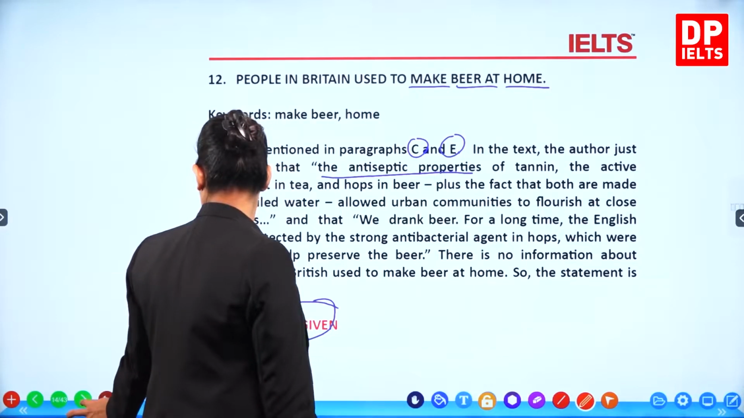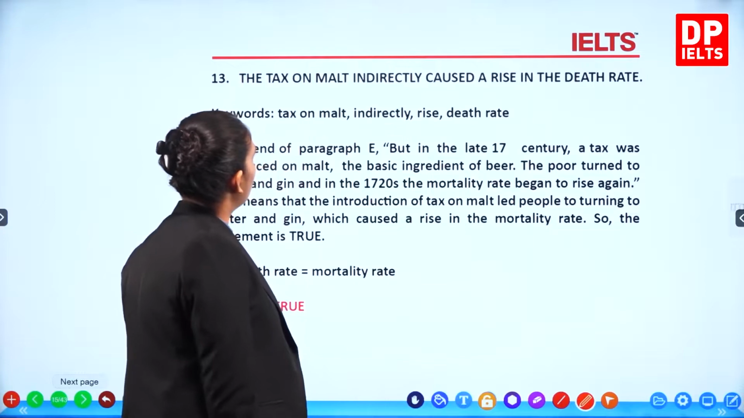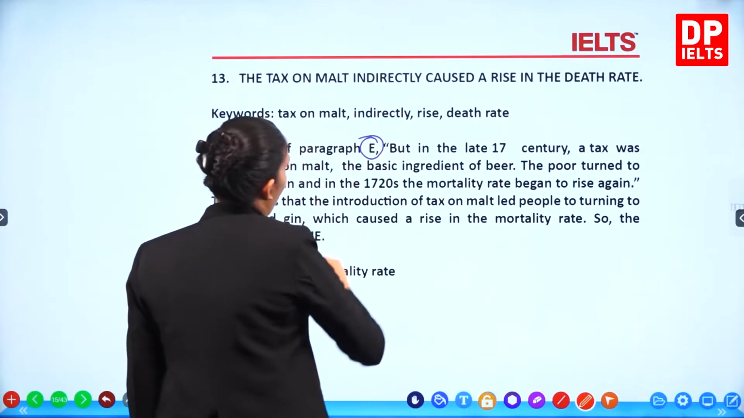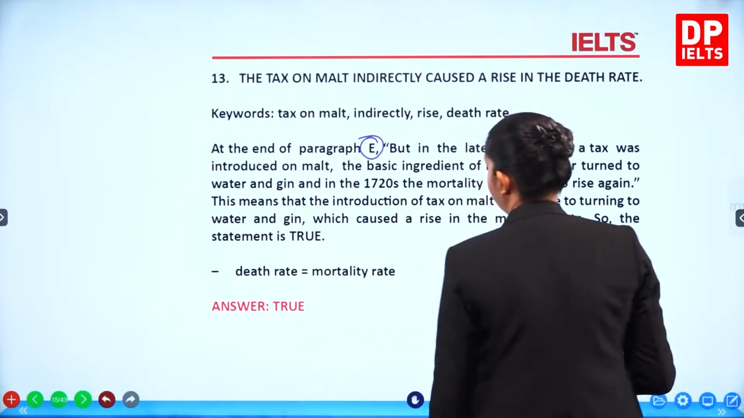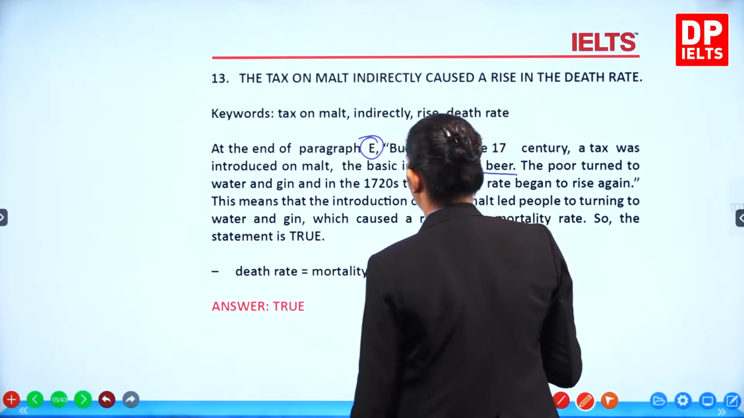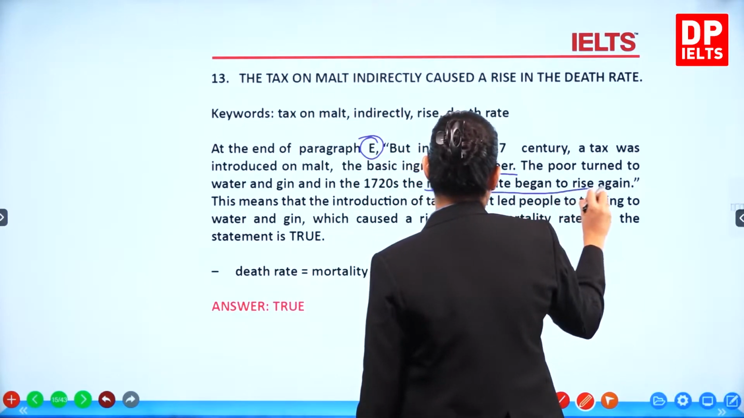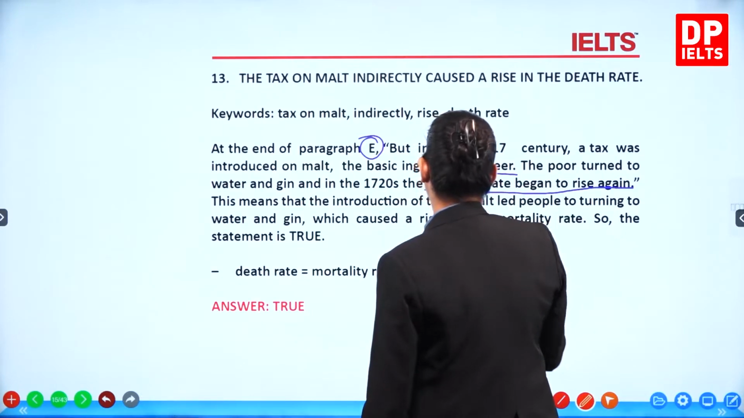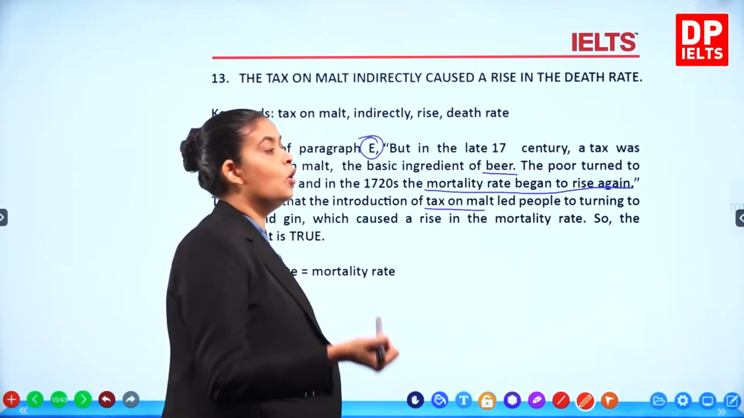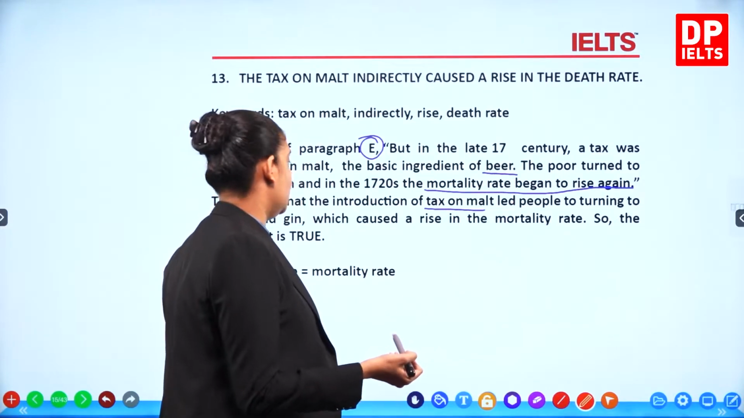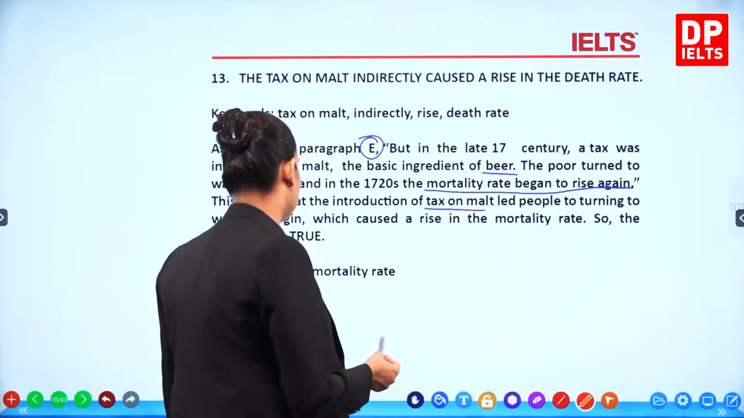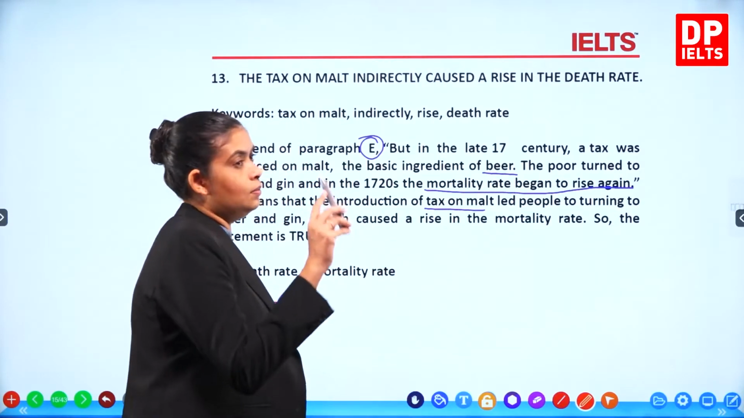Okay, question number 13. The tax on malt indirectly caused a rise in the death rate, right? So if you go to para E, "in the late 17th century, a tax was introduced on malt, the basic ingredient of beer. The poor turned to water and gin in the 1720s, and the mortality rate began to rise again." So this means that the introduction of tax on malt led people to turn away from beer to water and gin, which caused a rise in mortality rate. So the statement is true. Tax on malt indirectly caused a rise in death rates. Yes, it did. So I would say it is true because there was an increase in the mortality rate.